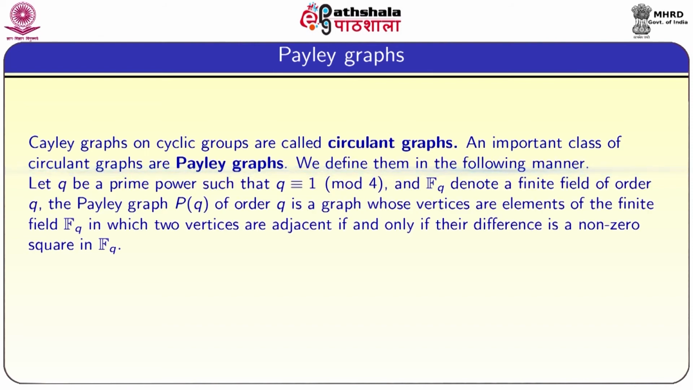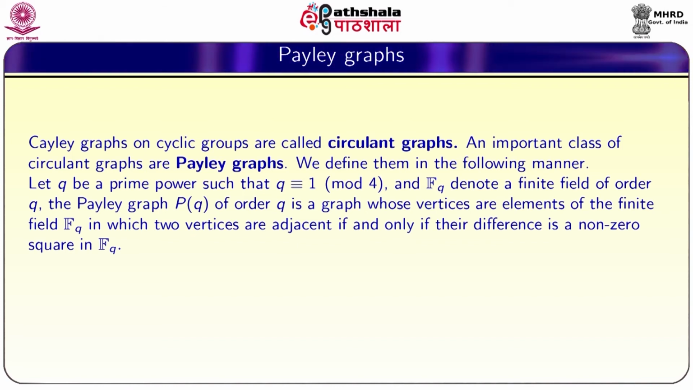We define them in the following manner. Let Q be a prime power such that Q is congruent to 1 mod 4 and Fq denote the finite field of order Q. The Paley graph P(Q) of order Q is a graph whose vertices are elements of the finite field Fq, in which two vertices are adjacent if and only if their difference is a non-zero square in Fq.